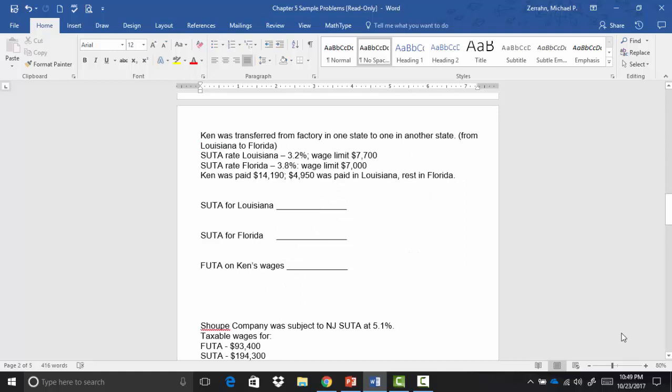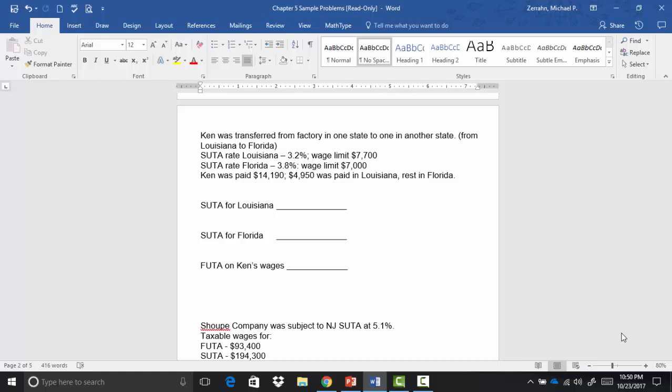Okay, let's take a look at Ken. Ken worked for his company, but he was transferred from a factory in one state to one in another state. He went from Louisiana to Florida. The state rate in Louisiana was 3.2% on a limit of $7,700, and the state rate in Florida was 3.8% with a limit of $7,000.